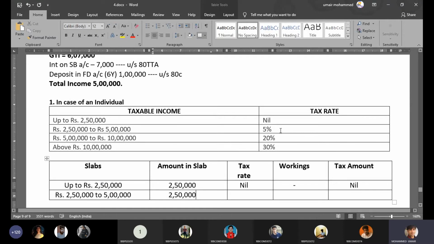Now the second slab is taxable at what rate? The answer is 5%. Fine, so do the calculation: 5% into 2,50,000. When you calculate 5% on 2,50,000, you get 12,500.